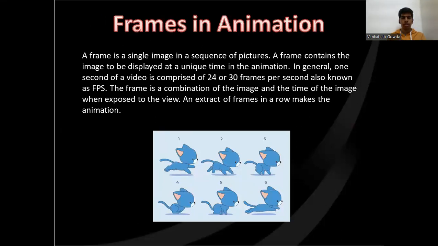Next is frames in animation. So what are frames? A frame is a single image in a sequence of pictures. A frame contains the image to be displayed at a unique time in the animation. In general, 1 second of video is comprised of 24 or 30 frames per second, also known as FPS. FPS means frames per second. The frame is a combination of the image and the time of the image when exposed to the view. A row of frames makes the animation.